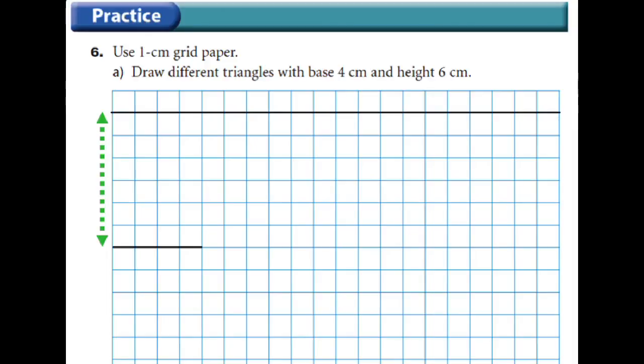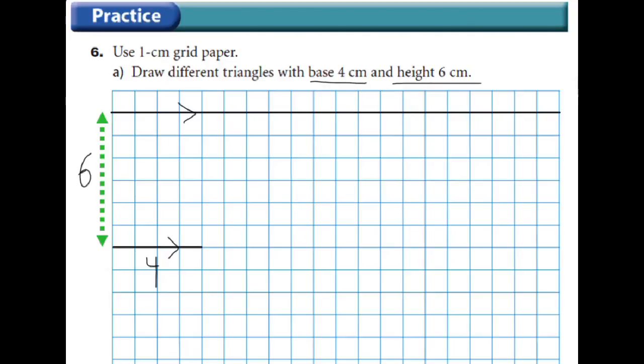Okay, so I've got my base here, and my base is 4. And I've drawn this line over here parallel at a height of 6. I can put my top vertex anywhere along this line of the triangle, anywhere, and it's going to have a base of 4 and a height of 6, and therefore the same area.